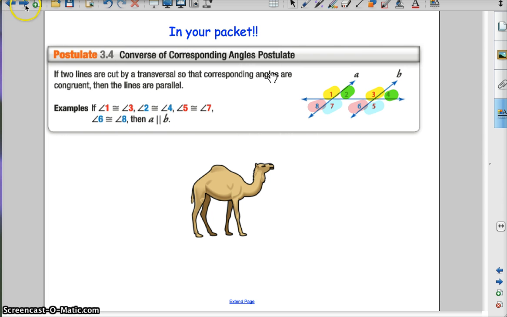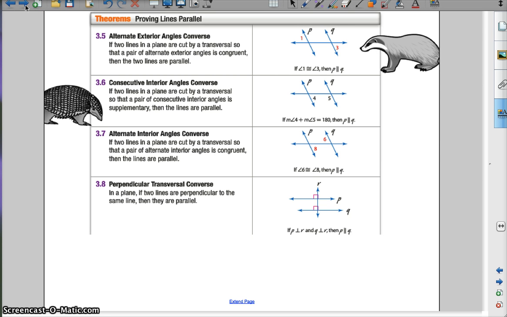Okay, we have some more converses to write down. And not talking about the shoes, obviously.